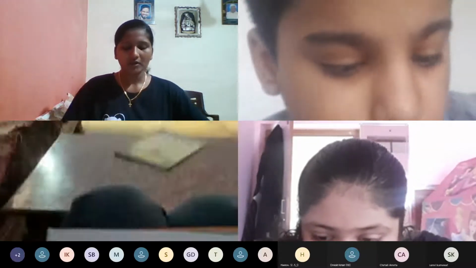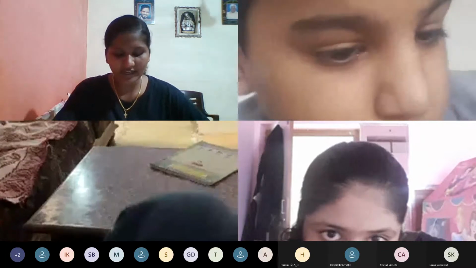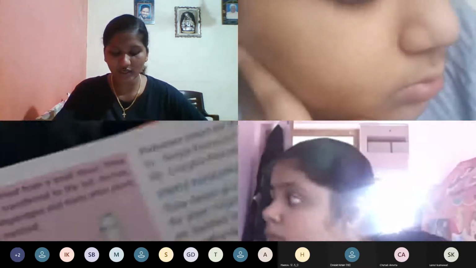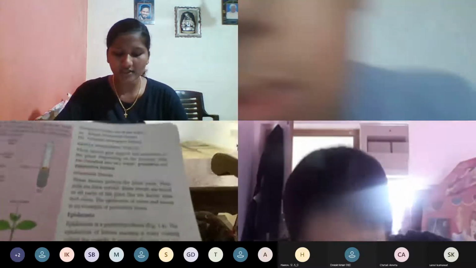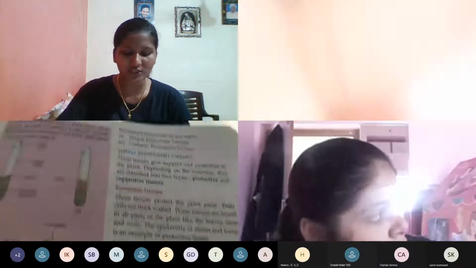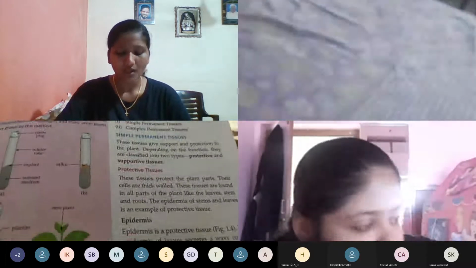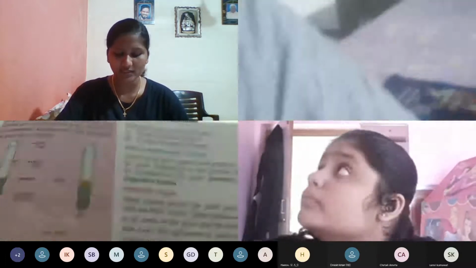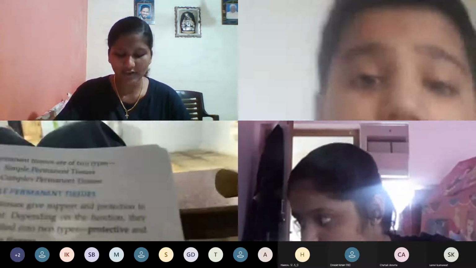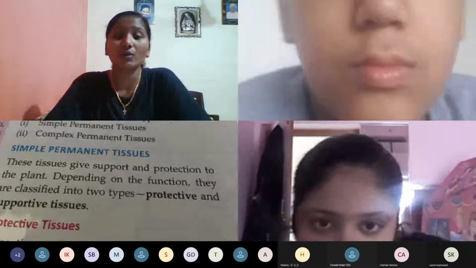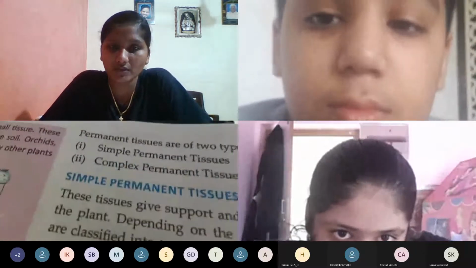So I'll read it out. The meristematic cells divide and form new cells. These cells elongate, mature, and differentiate into various types of permanent tissues. The permanent cells do not divide further. They get specialized to perform a specific function. Permanent tissue is a group of cells that does not have the ability to divide and has a permanent shape, size, and function.